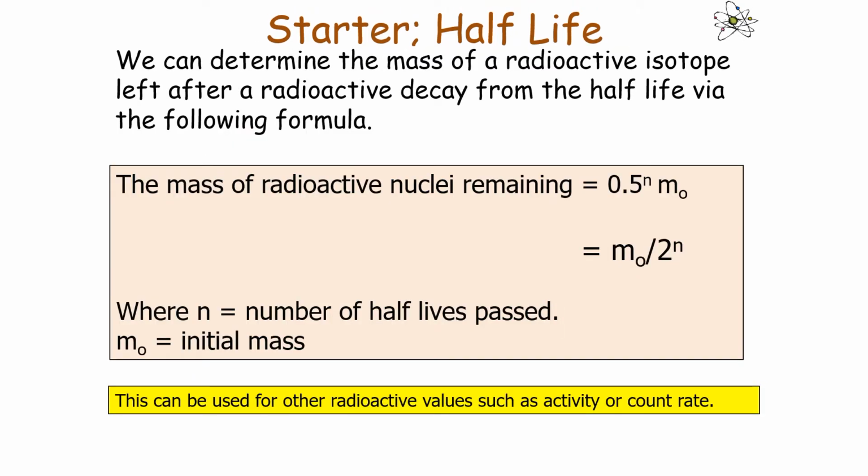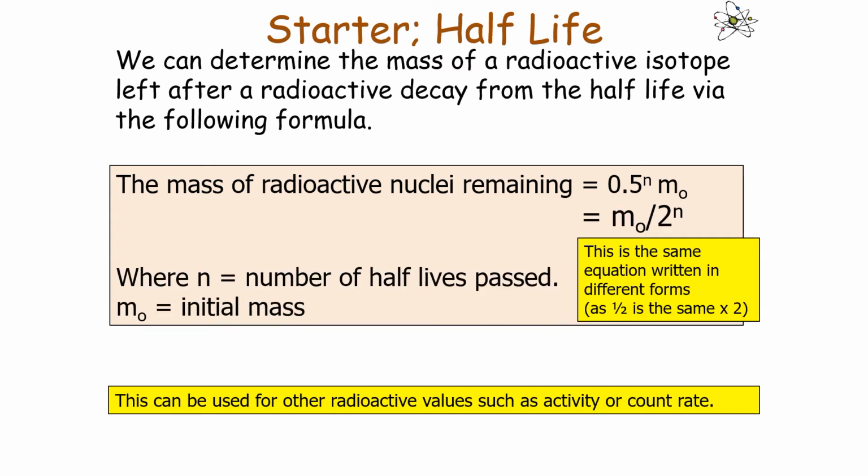We can determine the mass of a radioactive isotope left after radioactive decay from half-life via the following formula. The mass of the radioactive nuclei remaining is equal to 0.5 to the power of the number of half-lives passed, times the initial mass. Or you can also write it as the initial mass divided by 2 to the power of the number of half-lives. This is the same equation written in different forms, because dividing by 2 is the same as multiplying by a half.